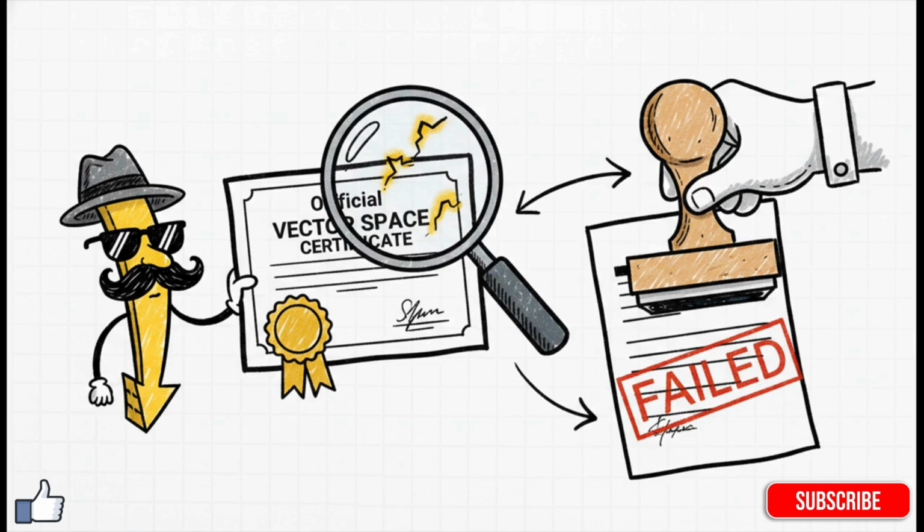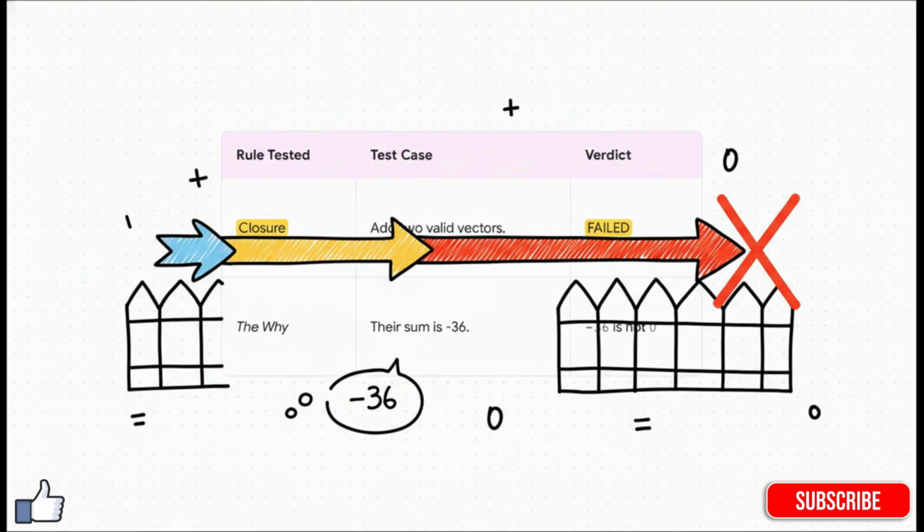So let's look at a case straight from our source material that looks like it could be a vector space, but when we put it to the test, it totally fails. This example illustrates the failure perfectly. Imagine a playground where the main rule is this: for any vector, let's say it has 3 numbers, x, y, and z, those numbers have to add up to 0. So we grab two vectors that both follow this rule, their numbers add up to 0.